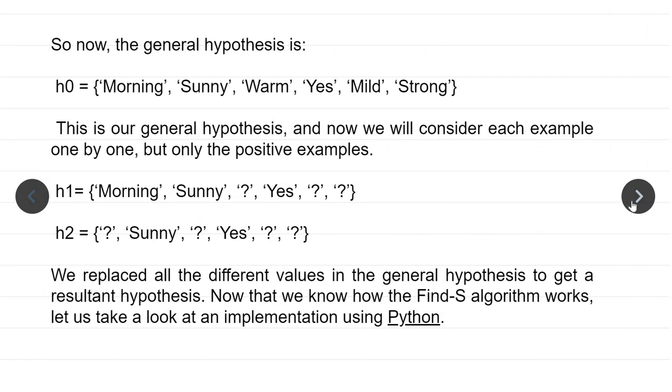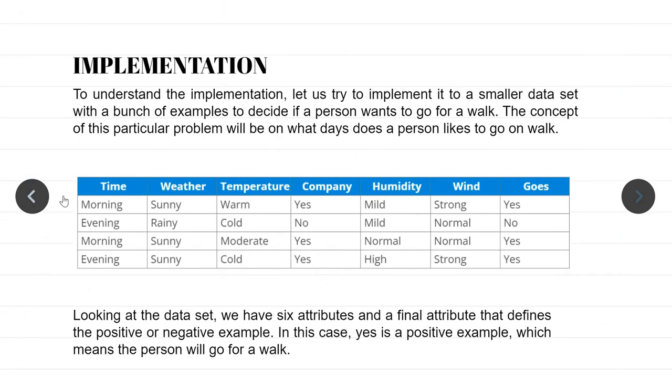So now, this is our general hypothesis, and now we will consider each example one by one. Only the positive examples will be considered. The general hypothesis has all the attribute values of the first example. Now let us match it with the third example, that is the next positive example in the given data set.